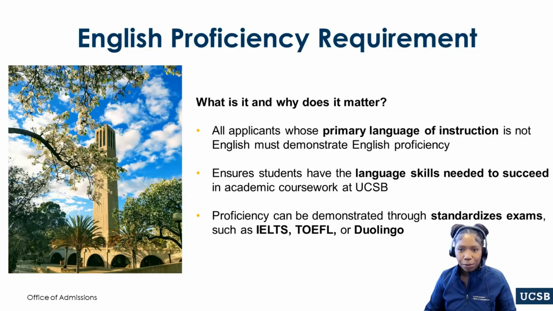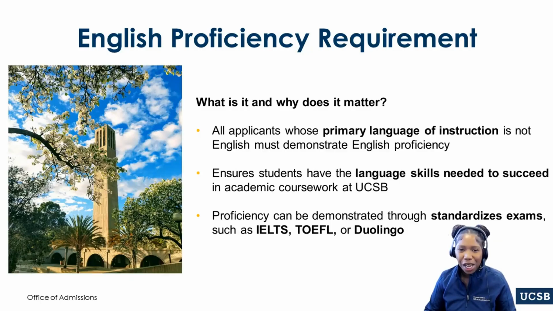English proficiency is an important part of the University of California application process. So what is it and why does it matter? All applicants whose primary language of instruction is not English are required to demonstrate English proficiency as part of the UC admission requirements. This requirement ensures that students have the language skills necessary to succeed in rigorous academic coursework at UC.